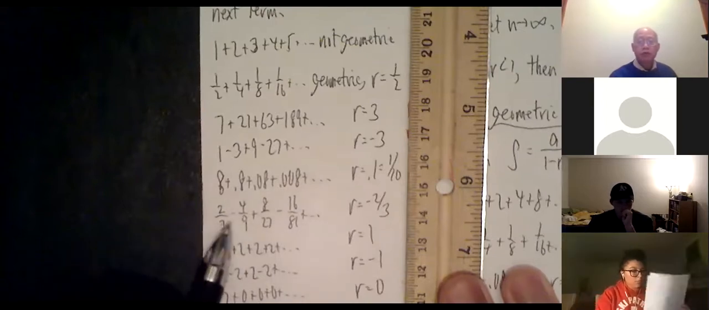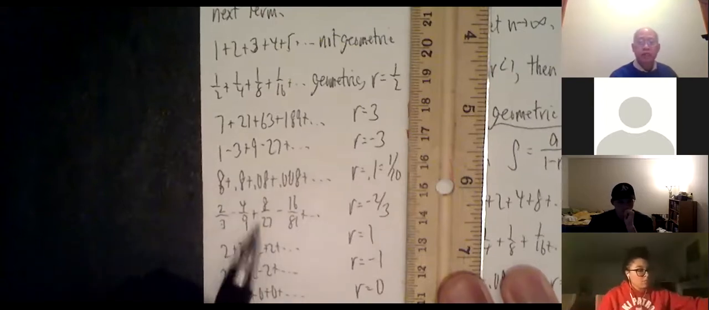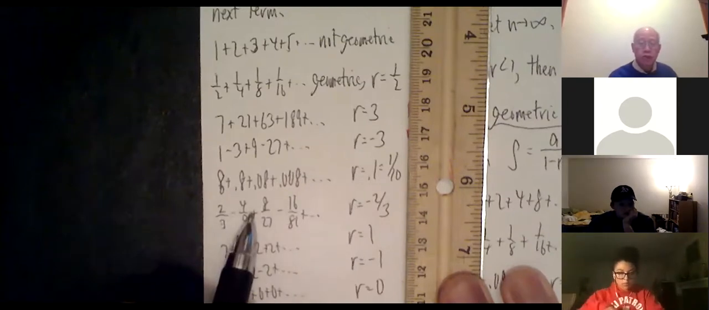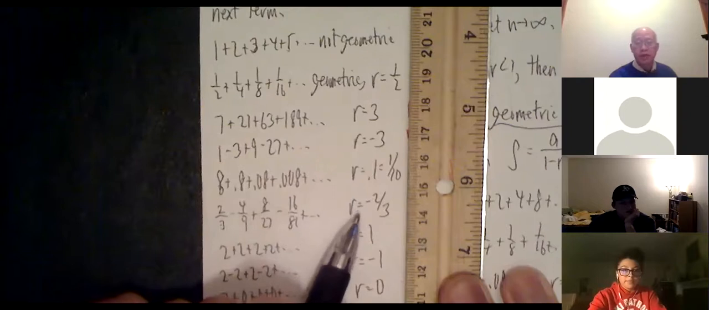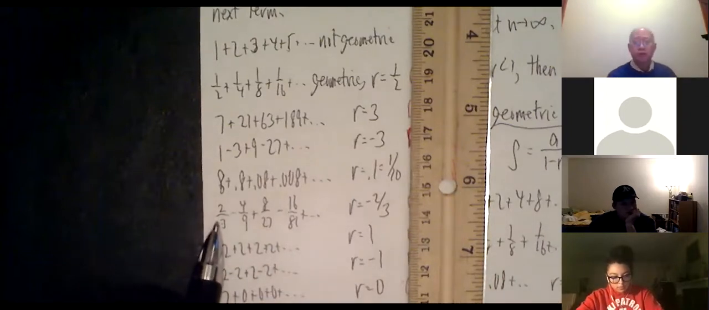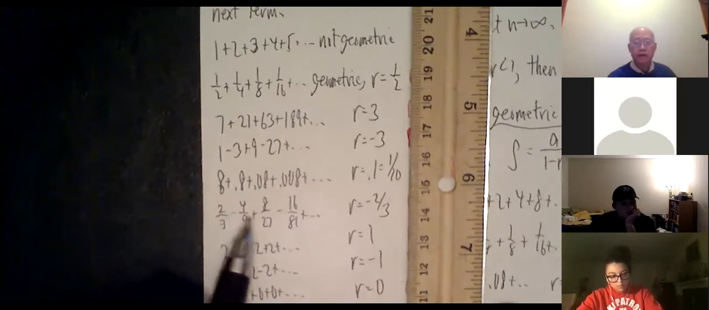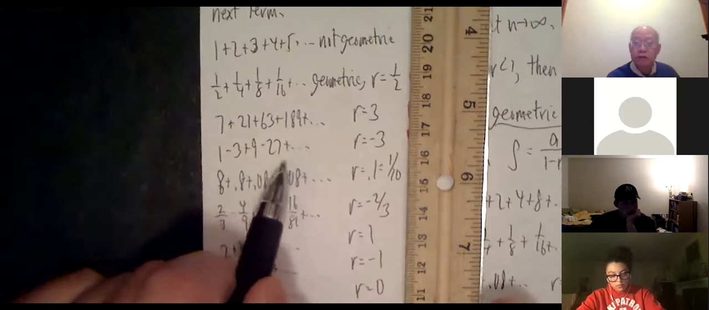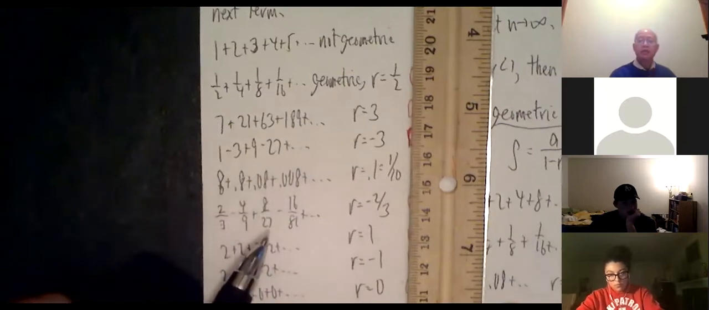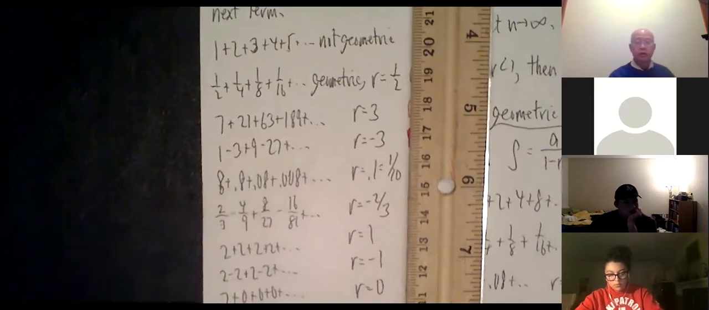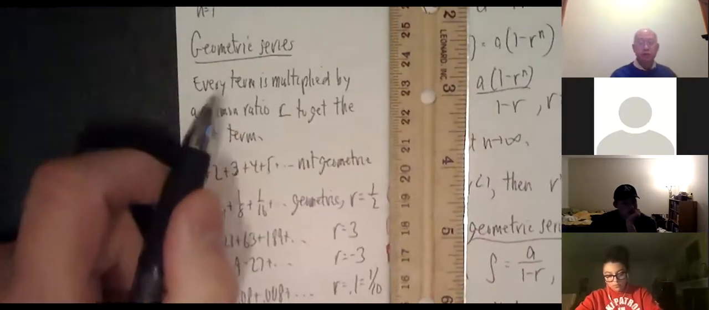How about 2/3 minus 4/9 plus 8/27 minus 16/81? It's alternating, which is a giveaway that the r is negative. In this case, it's -2/3. Starting from 2/3, if you keep multiplying by -2/3, you get the next term. The dot, dot, dot means we never stop. These are infinitely many terms, or series. It keeps going on and on and on. So these are geometric series.